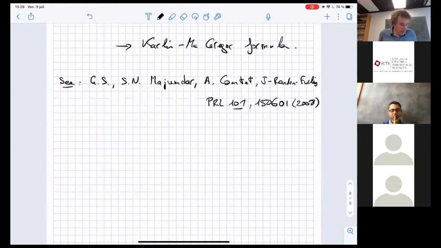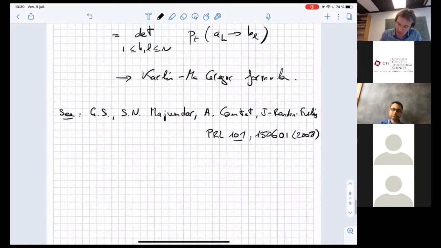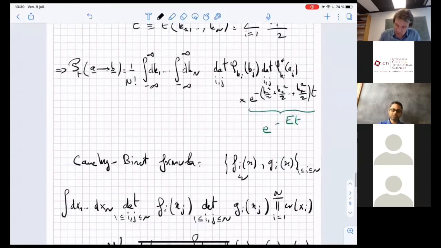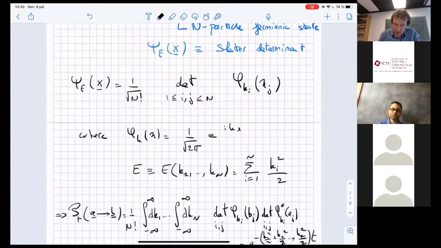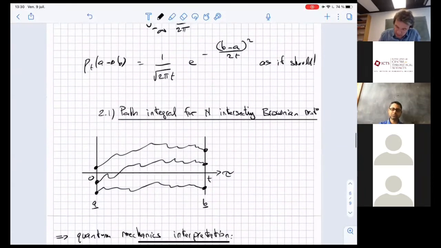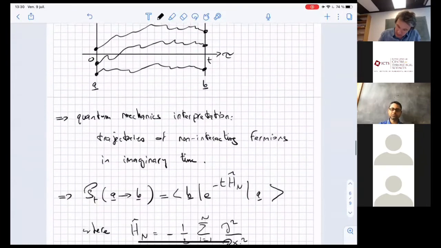So now what I want to show you is, we have seen that these non-intersecting Brownian motions are connected to fermions. Also, we have seen that fermions, in some way, have some relations to random matrices. So I want to show you clean connections with random matrix theory. That will drive us to the Dyson Brownian motion, and that will be the last part of this.